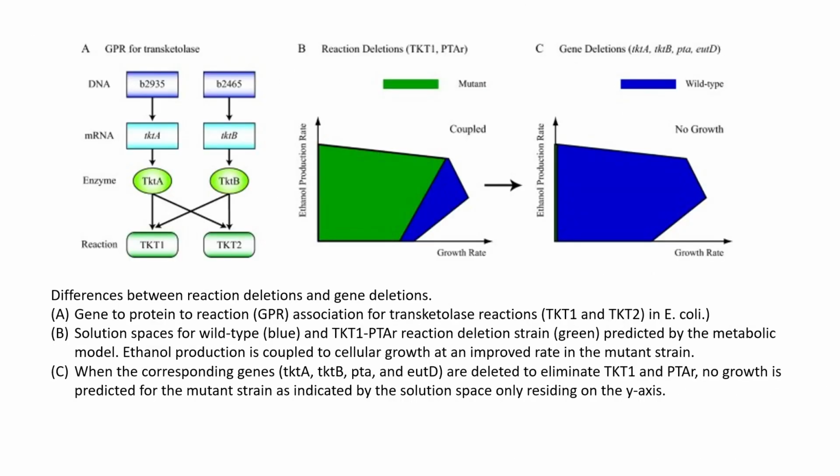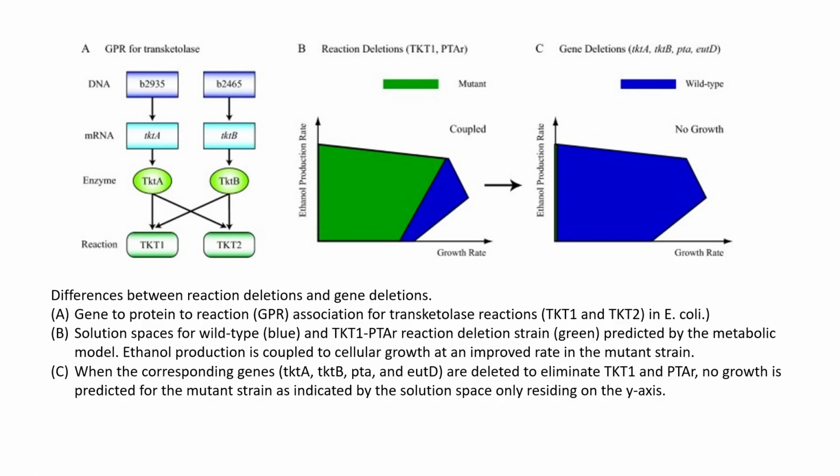Now, this is an example showing the differences between reaction deletions and gene deletions. This is an example of gene-to-protein reaction association for the enzymes TKT1 and TKT2 in E. coli. These are two genes which encode for TKTA and TKTB, and TKTB and TKTA are both involved in the reaction of producing TKT1. The same is the case for TKT2.